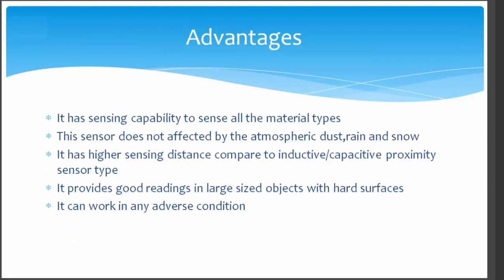Now let's see the advantages of ultrasonic sensor. It has sensing capability to sense all the material types. This sensor is not affected by atmospheric dust, rain and snow. It has higher sensing distance compared to inductive or capacitive proximity sensor types. It provides good readings in large-sized objects with hard surfaces. It can work in any adverse condition.